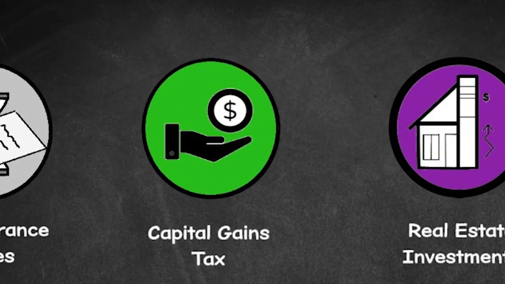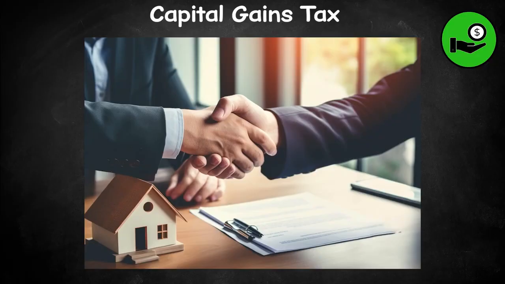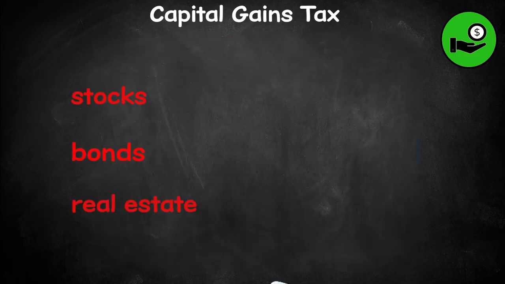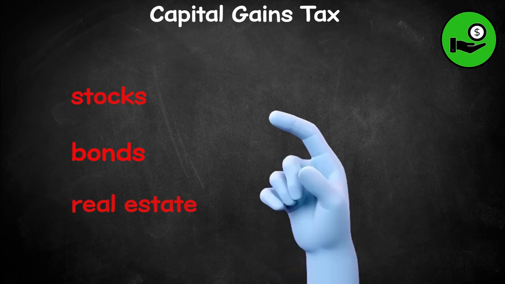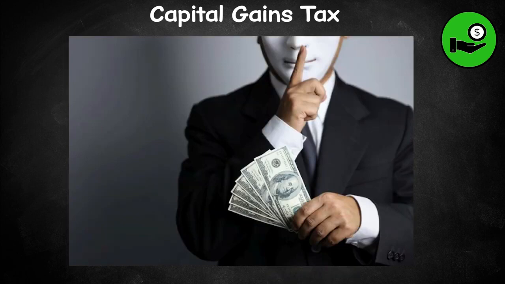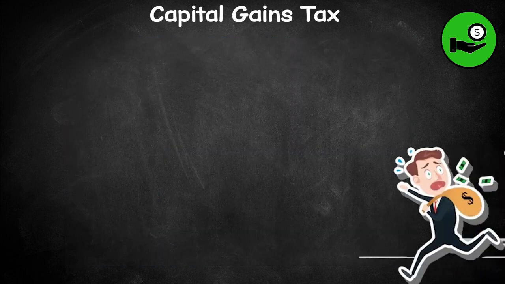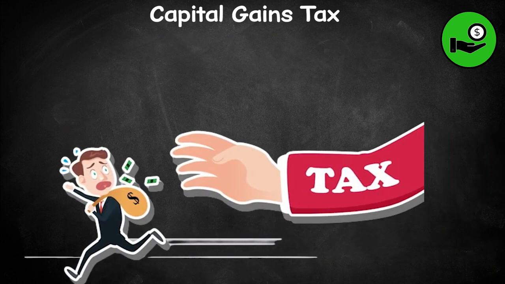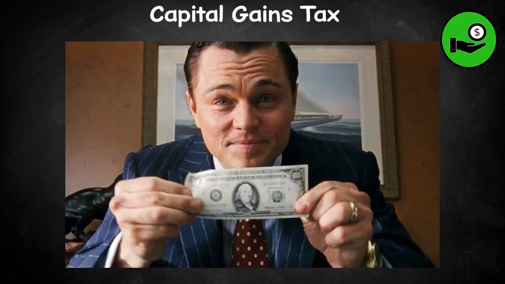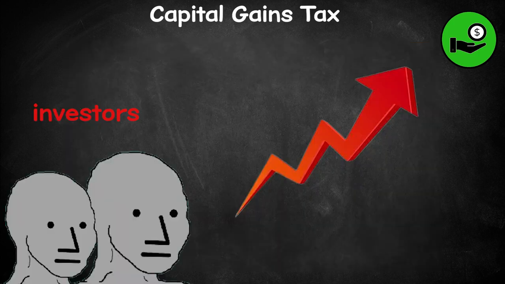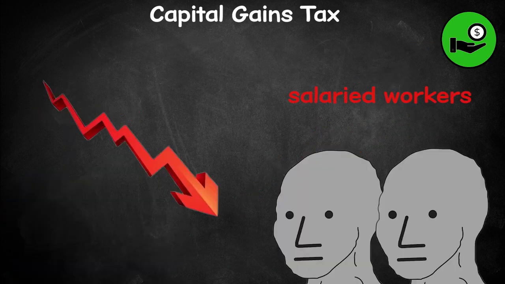Capital gains tax. Capital gains tax is applied to the profits earned from the sale of assets such as stocks, bonds, or real estate. When these assets are sold for more than their original purchase price, the difference is considered a capital gain and is taxed accordingly. However, the rate at which these gains are taxed is frequently lower than the income tax rates applicable to regular earnings. This difference in tax rates can provide a significant advantage to those with the means to invest in such assets, potentially lowering their overall tax burden when compared to those whose primary source of income is wages or salaries.